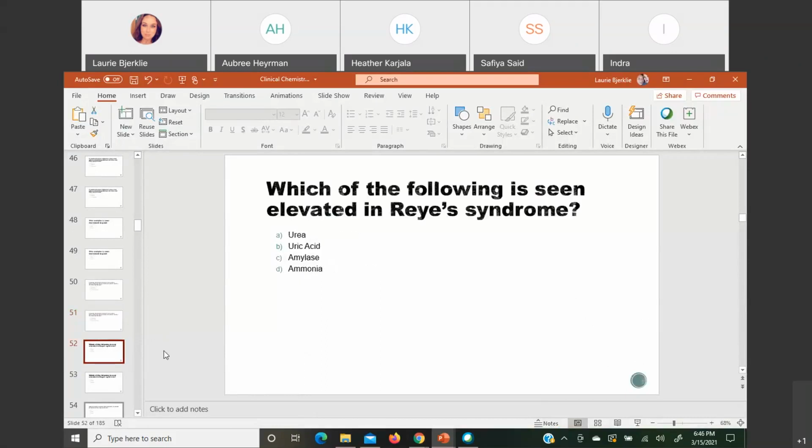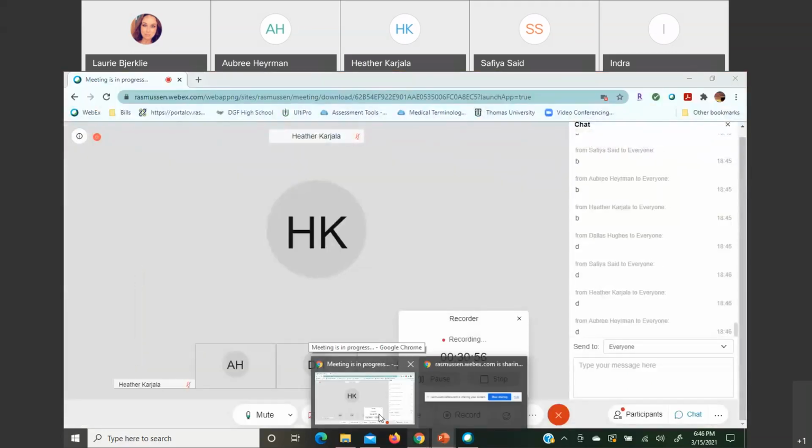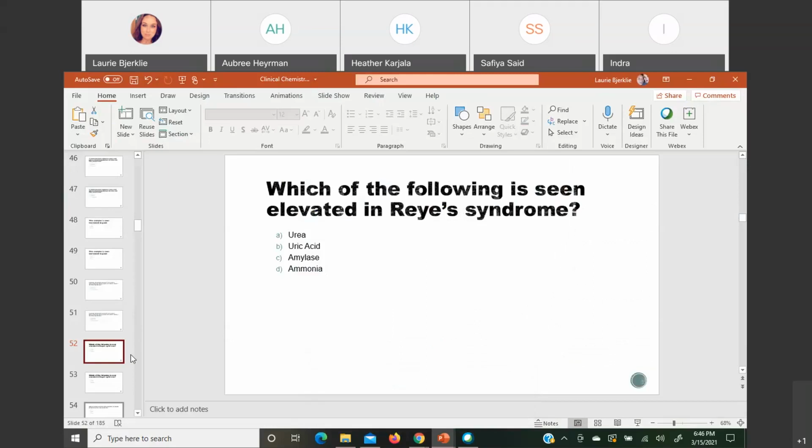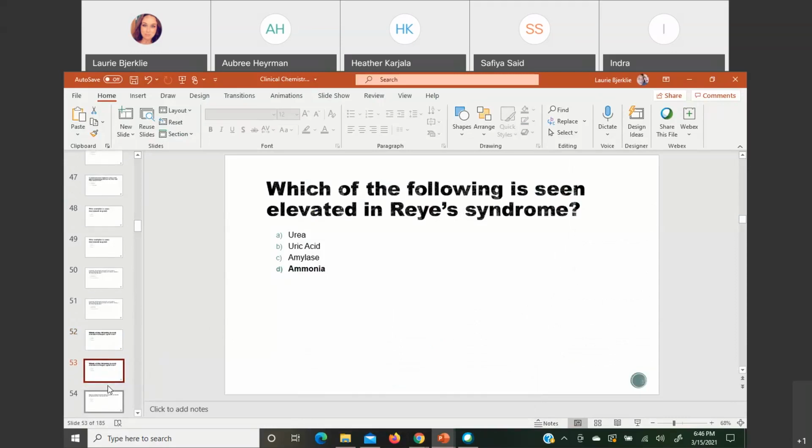Which of the following is seen elevated in Reye's syndrome? Okay, I see a lot of good answers here. And it is ammonia. So this is the reason why children are not allowed to take aspirin. Aspirin can result in Reye's syndrome. So that's why they're told Tylenol or ibuprofen.